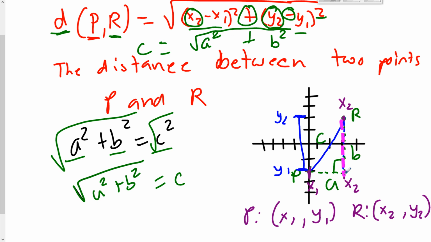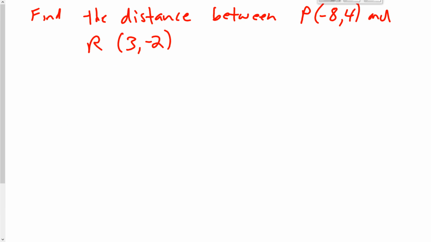Okay, so Pythagorean theorem is used to solve the distance formula, or distance formula is used to solve Pythagorean theorem or prove it in any ways. So let's do an example of finding the distance between 2 points. So here we have a point P, -8, 4, and a point R, 3, -2. So we are going to use Pythagorean theorem, or not Pythagorean theorem, excuse me. You could use Pythagorean theorem. It'd be the same thing, really.